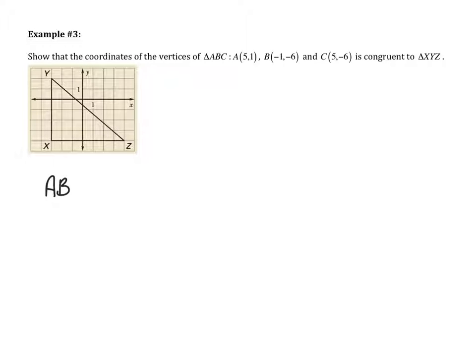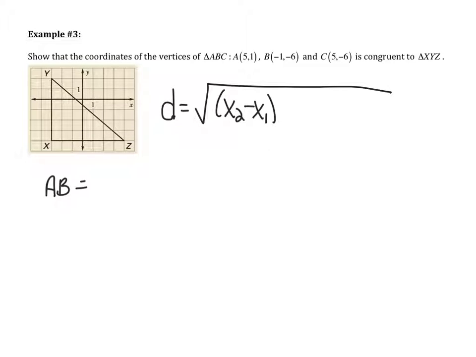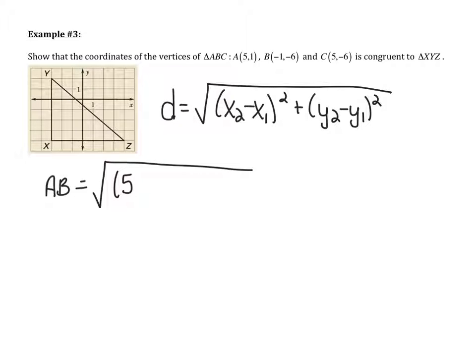Again, I'm going to use the distance formula. Here's a reminder of what the distance formula is: the square root of, I subtract the x's and then square it, then I subtract the y's and then square that difference. So let's do AB. I would have the square root of (5 minus -1) squared plus (1 minus -6) squared.